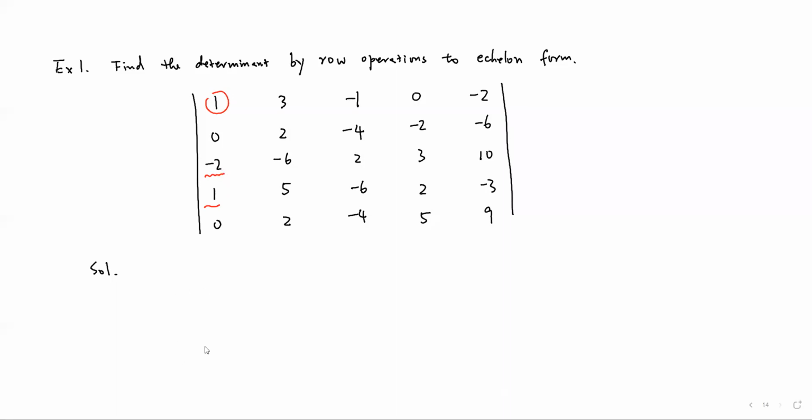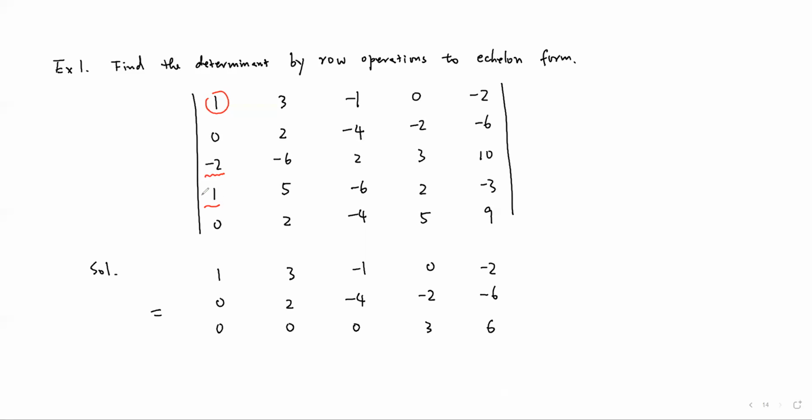Okay, so again, 1, 3, -1, 0, -2, 0, 2, 4. And then, okay, +2 times row 1 added to row 3. Then row 3 is 0, 0, 0, 3, 6. This operation doesn't change the determinant.